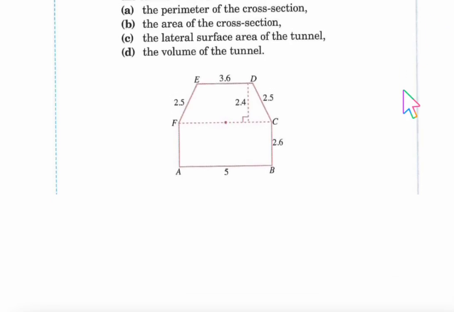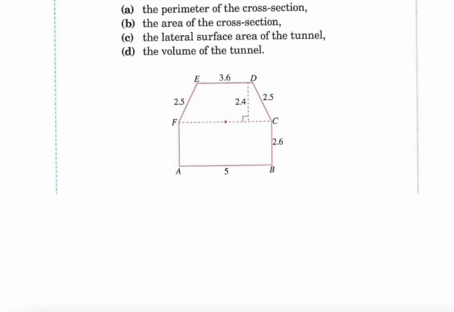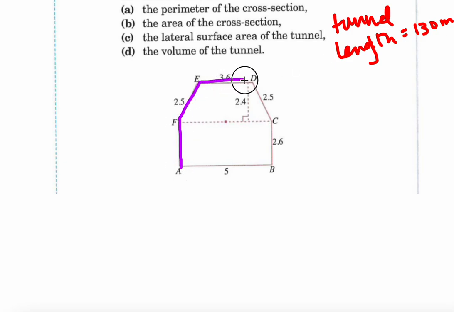Okay, let us see if you did everything well. So let me just write down what I can't see here because I scrolled down. The length of the tunnel is 130 meters. Tunnel length equals 130 meters. All right, so back to the perimeter. Remember, perimeter of this cross section just means adding up all the sides. Okay, so we're gonna do that.